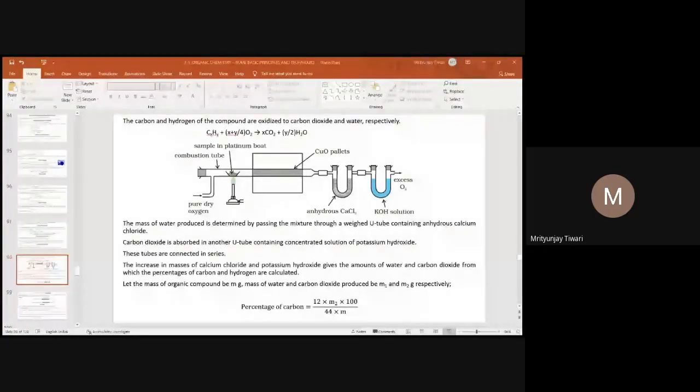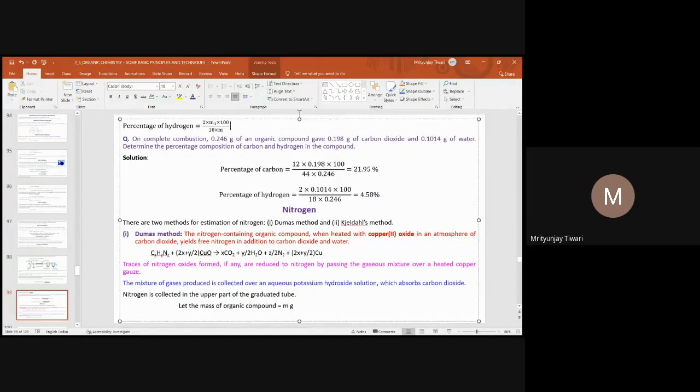This mass of hydrogen, all the hydrogen that we get in the form of water, was already there initially in the organic compound. So the mass of hydrogen that we obtain from the organic compound is 2 into m1 divided by 18. If you divide the mass of hydrogen by the mass of the organic compound, we get the fractional mass of hydrogen, and multiplying it with 100, we get the mass percentage of hydrogen in the organic compound.